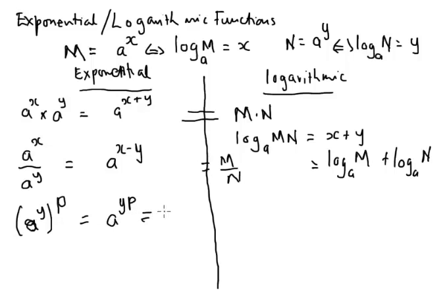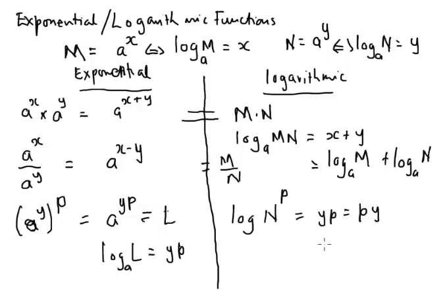Now, if we take this and apply the logarithm, let's say this number is L. What would be the logarithm base a of L? It's equal to yp. Good. But notice that a to the power y is actually n. So which means now I'm saying logarithm of n to the power p, which is that? That is n to the power p, isn't it? It is actually equal to yp, which is the same thing as py. Do you agree?